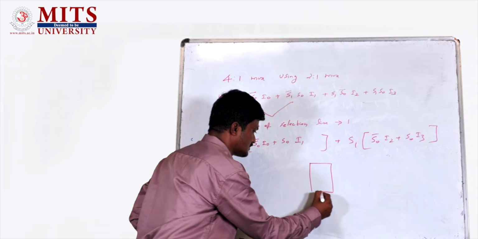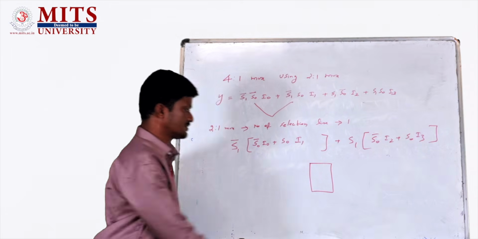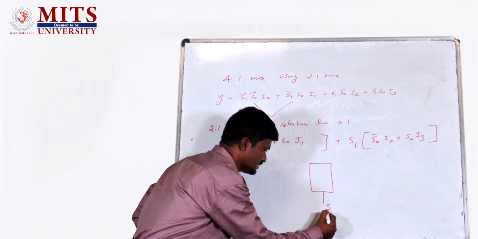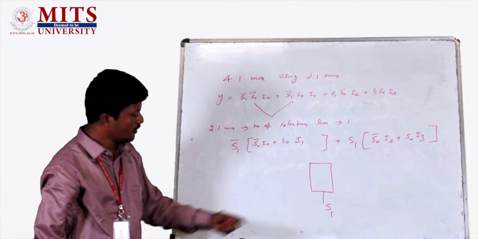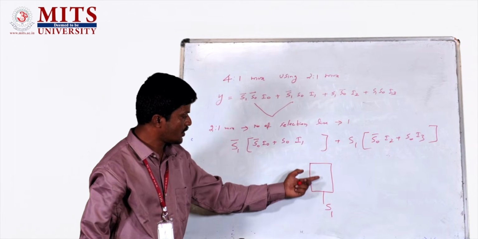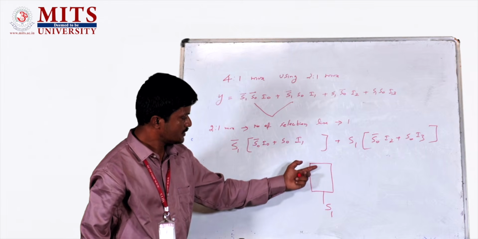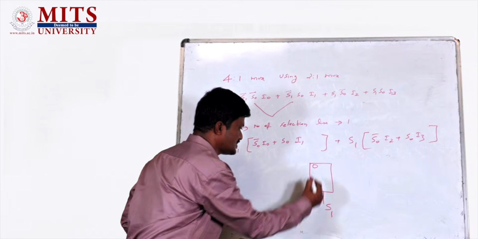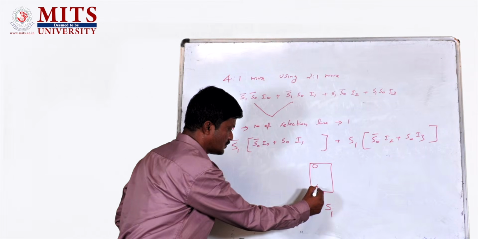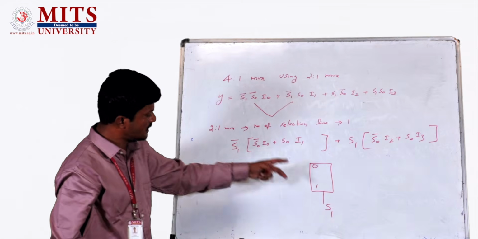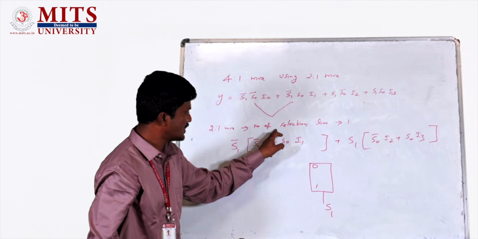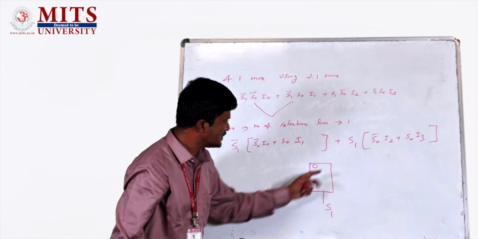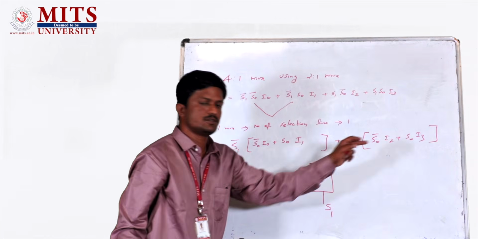So here the 2 is to 1 mux. The selection line is S1. Now that is one selection line. So you have 2 cases, either S1 is 0 or S1 is 1. So now when S1 is 0, you are going to select this box first. Then when S1 is 1, you are going to select this box.